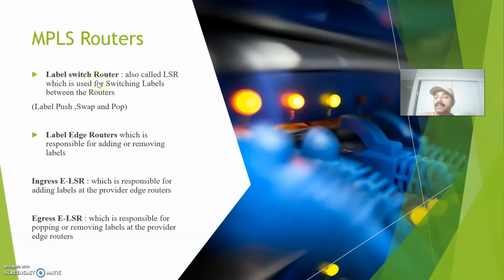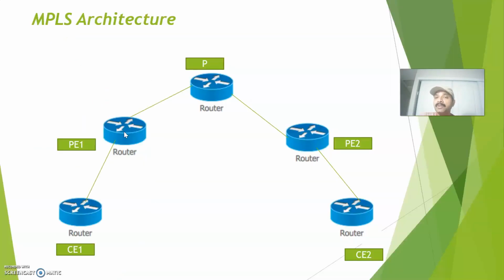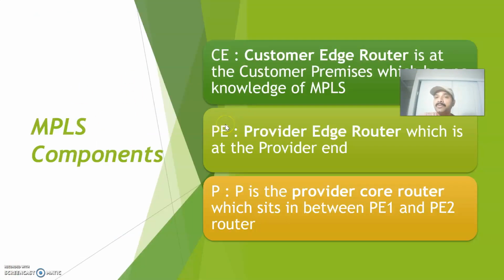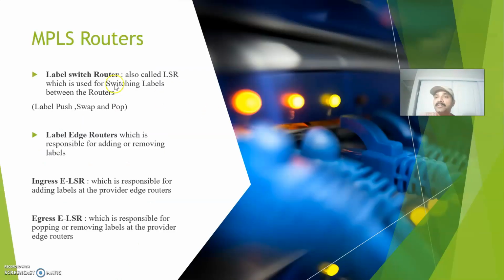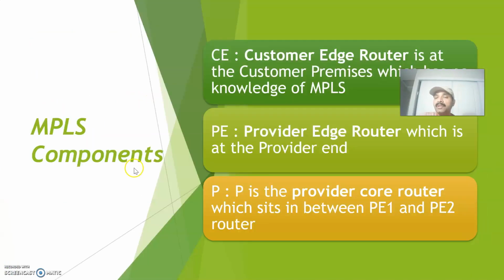One is LSR. LSR is nothing but a label switch router. So these three collectively are called LSR routers. One performs a label push, this performs a label swap, and PE2 performs a label pop. These three mechanisms are collectively called a label switch router, which is used for switching the labels between the routers. So what is LER?